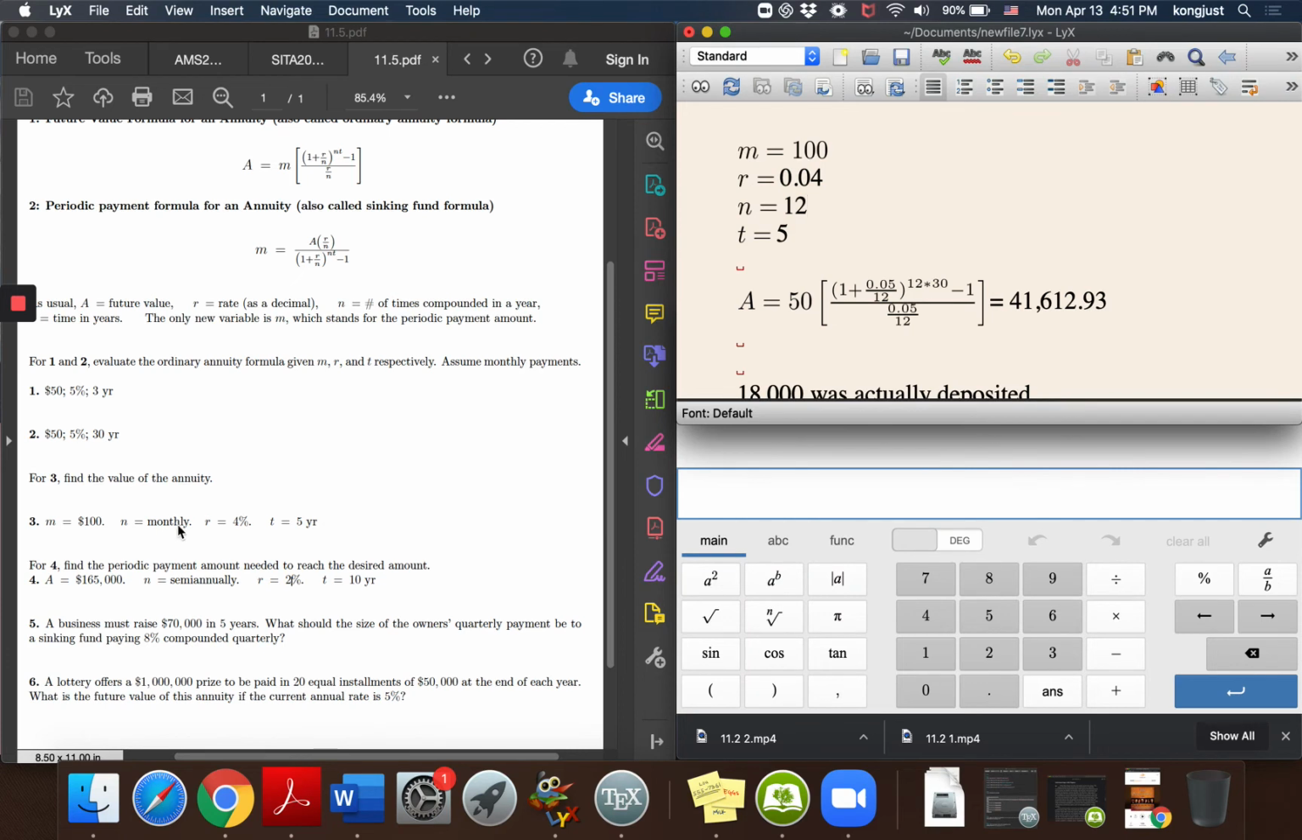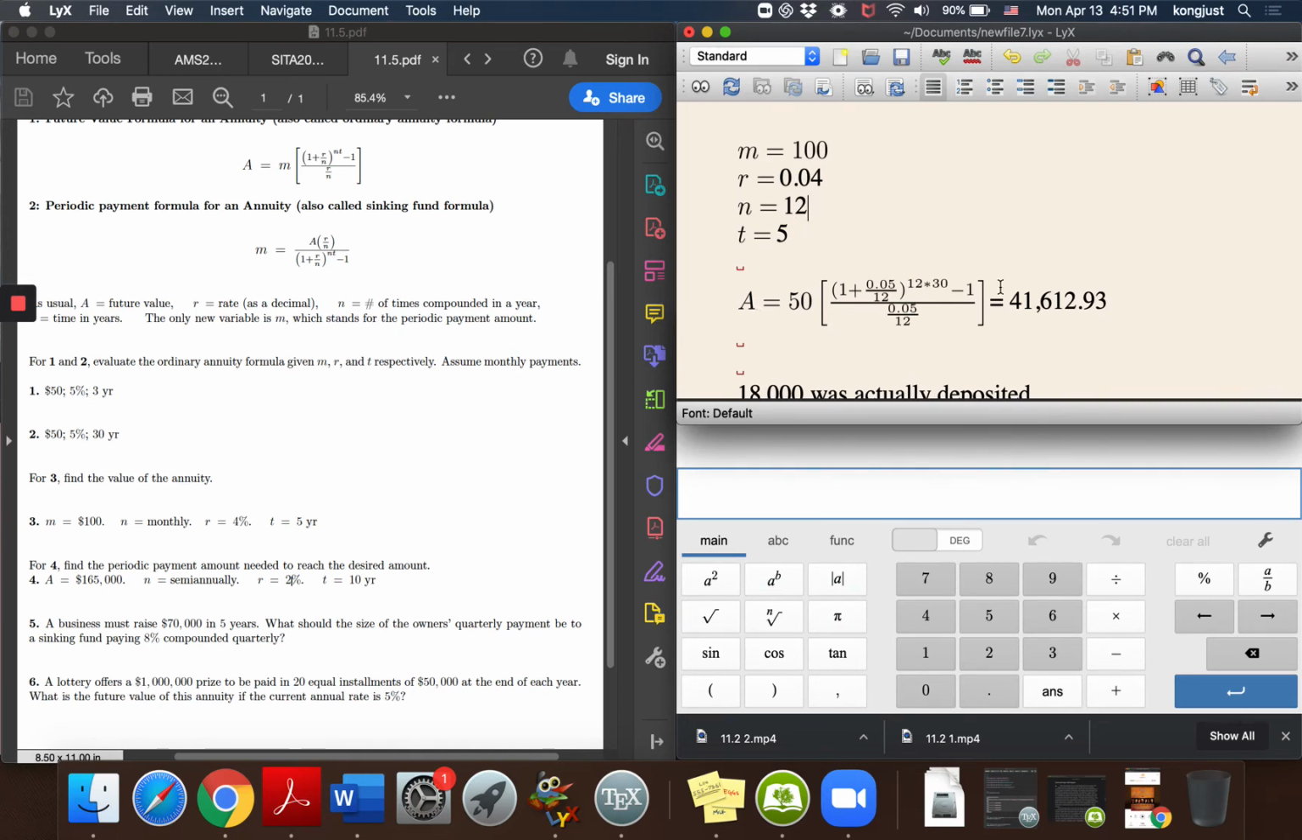Now, N is sometimes not monthly. If it's quarterly, this would be 4. If it's yearly, it would be 1. If it's semi-annually, it would be 2, for example. And that's also the number of times you're depositing per year. The number of times depositing and the number of times compounding are the same thing, because we're talking about simple annuities.